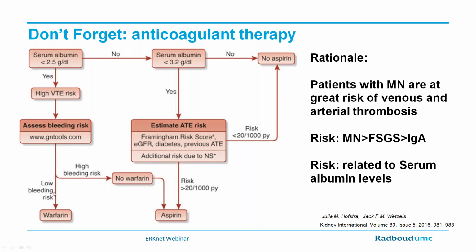And then if the bleeding risk is low and the thrombosis risk is high, the guidelines advocate the use of warfarin. If the bleeding risk is high or the risk is relatively low, then it's a possibility to use a score looking at arterial thrombosis risk, and then these patients should be treated with aspirin. If serum albumin values are high, above 3 or 3.2 grams per deciliter, then there is no reason to treat at all.